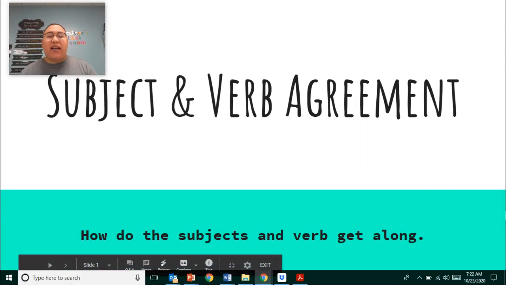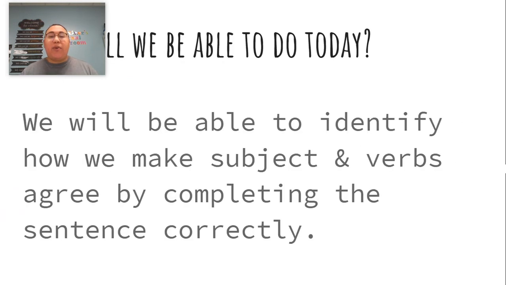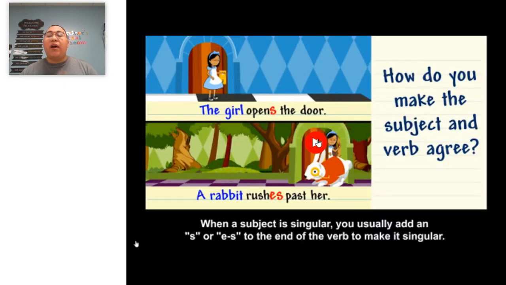It's Mr. Martinez, and I just wanted to quickly go over our lesson for writing today. Today, we're going to do grammar, and we're going to be talking about subject and verb agreement. So, how do the subjects and verbs get along? And when do we add an S, and when do we not add an S? Today, we're going to be able to identify how we make subjects and verbs agree by completing the sentence correctly with the correct verb. So we're going to watch this quick BrainPOP video to talk about subject and verb agreement, and then I'm going to come back and share with you the exit ticket.